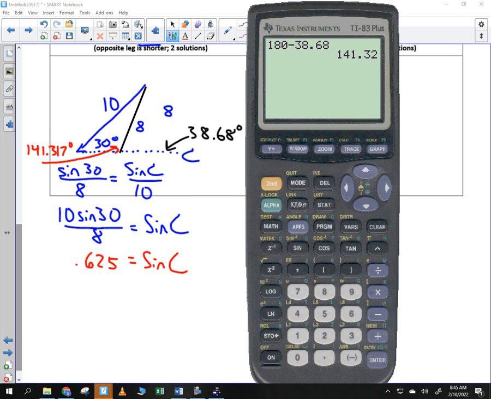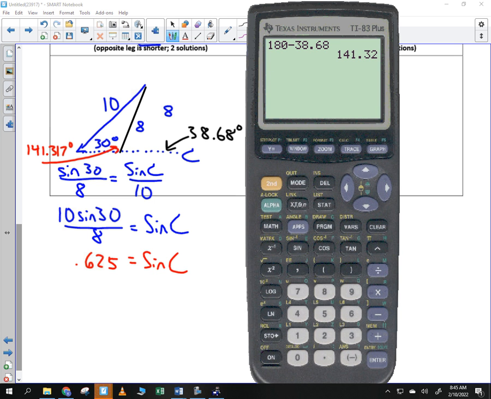Now, you shouldn't feel like you need to understand the whole picture yet. All you need to understand is that the sine of 38.68 is 0.625 and the sine of 141.317 is also 0.625. There are two angles that have a sine equal to that, and you don't know which one it is when it's in a side-side-angle position. And so we will go through how to solve that. So right now, just see that there are two possible triangles. Okay. Can we all accept that?